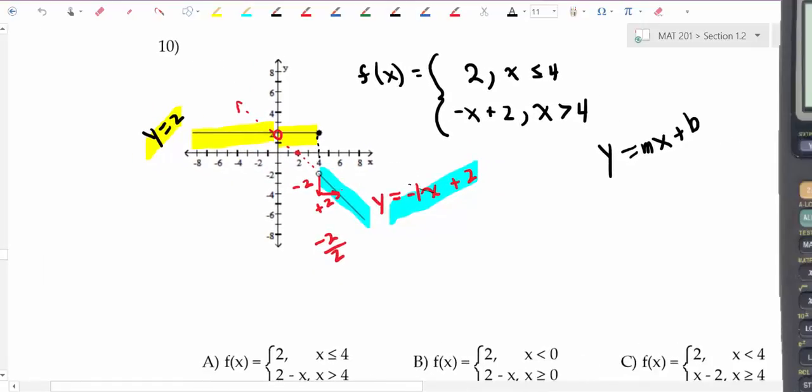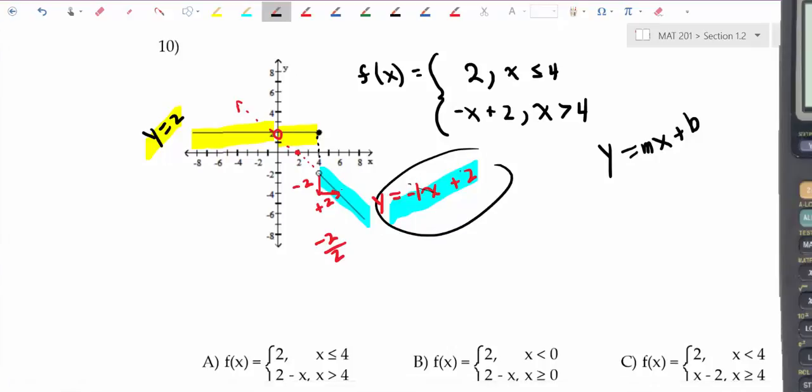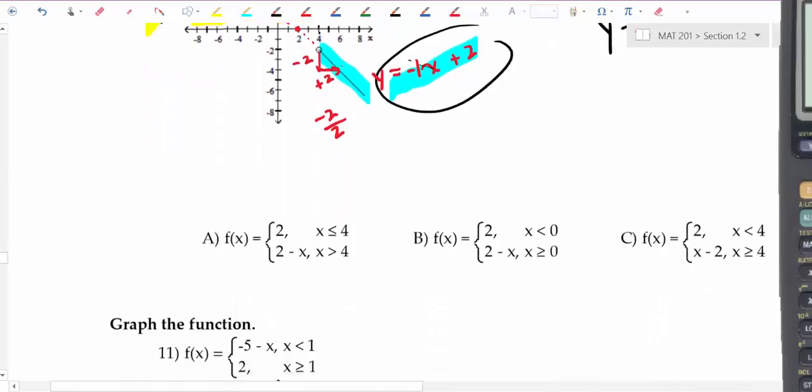Okay. Any question on that? And how I figured out this? Is everybody okay how I got negative x plus 2? Rise over run for the slope. Count out the y-intercept. That's stuff that you want to remember from your background, okay?